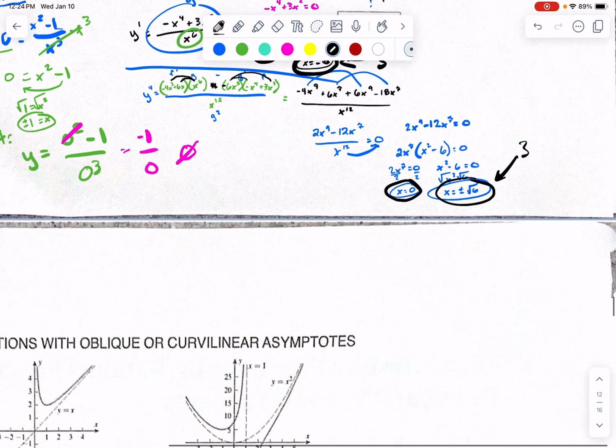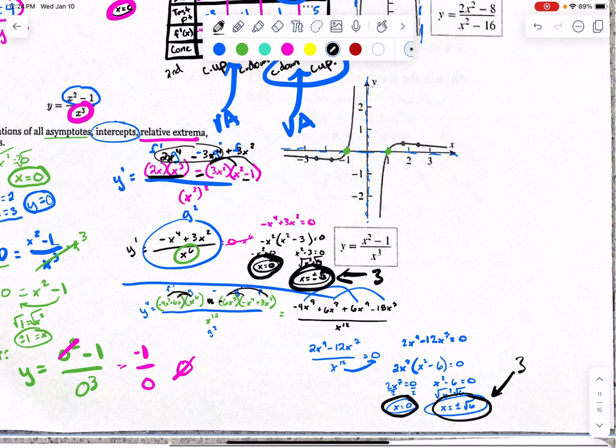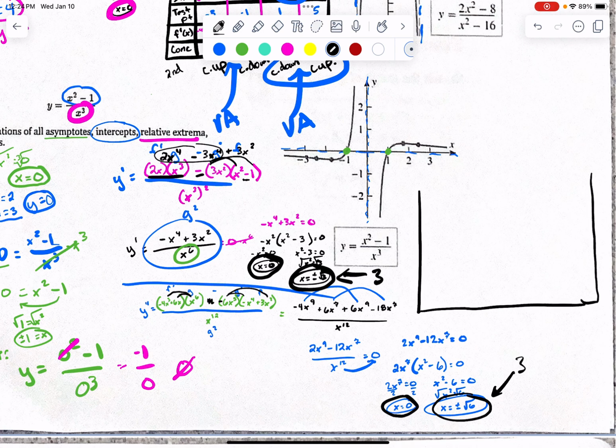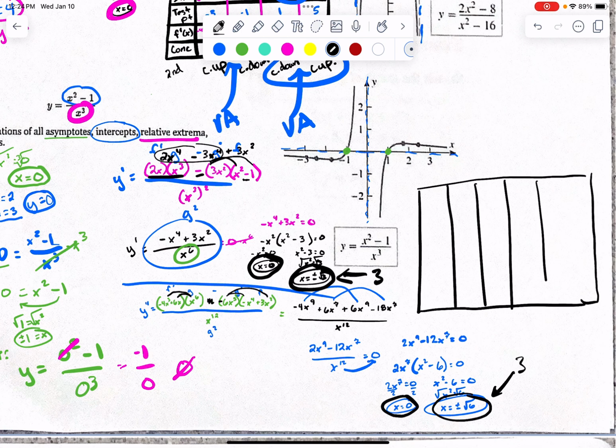Okay, I'm going to make my table. We could put them up here maybe. Yeah, let's put them right here. 5 critical numbers. Holy crap. That means we have 6 test intervals. Gross. Okay. Oof. All right, let's see what we got.